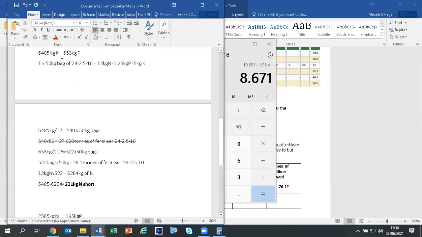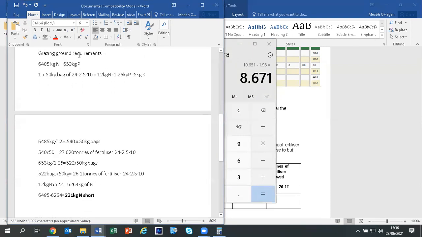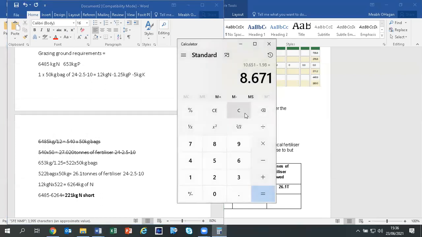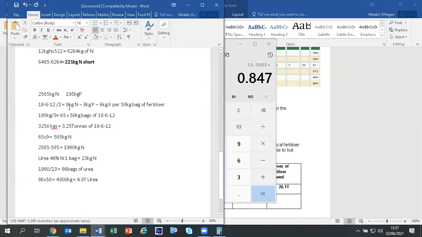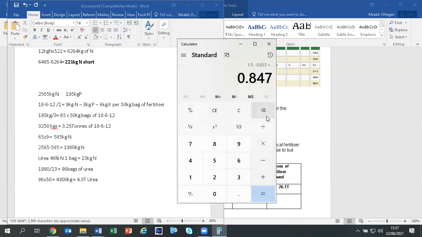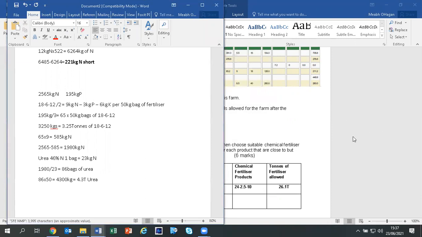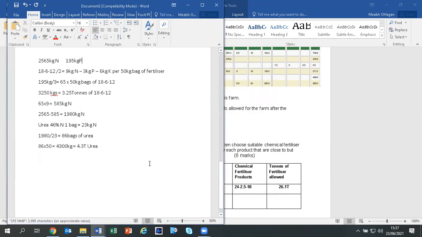So in that scenario, we spread exactly the amount of phosphorus that we needed. So we have 1.5 ton allowance, we've spread 0.653. And then down here, we've also spread exactly the amount of phosphorus required. So we minus 0.195. So we have 0.65 tons of phosphorus remaining that we will be allowed to spread. All right. So I am hoping that that is understandable for you.